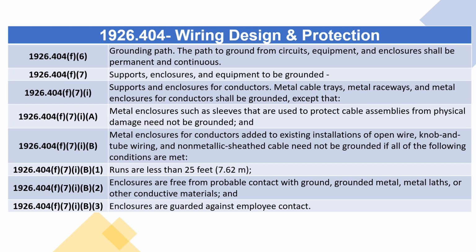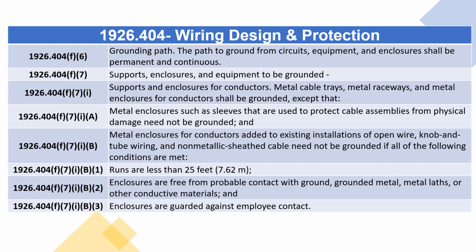1926.404 F7 Supports, enclosures, and equipment to be grounded. 1926.404 F7I Supports and enclosures for conductors. Metal cable trays, metal raceways, and metal enclosures for conductors shall be grounded, except that 1926.404 F7IA Metal enclosures such as sleeves that are used to protect cable assemblies from physical damage need not be grounded, and 1926.404 F7IB Metal enclosures for conductors added to existing installations of open wire, knob and tube wiring, and non-metallic sheathed cable need not be grounded if all of the following conditions are met.